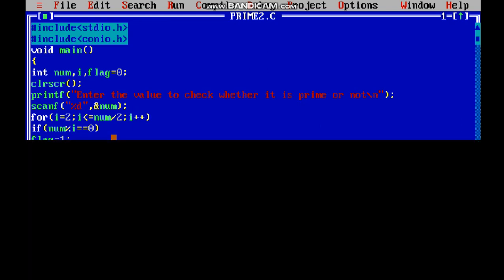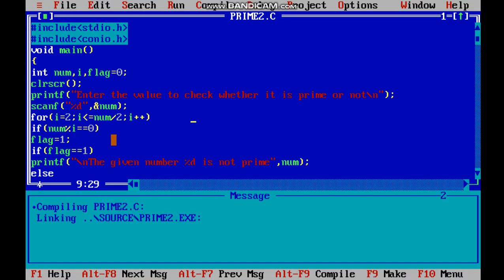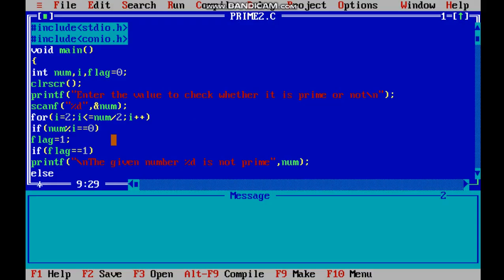Control F9. I am executing this program and I am going to give 6. I already know that 6 is not a prime number. See, 6 is not a prime number. I am going to give 7. The result must be that 7 is a prime number. The given number 7 is prime. So this is how I reduced the number of iterations.